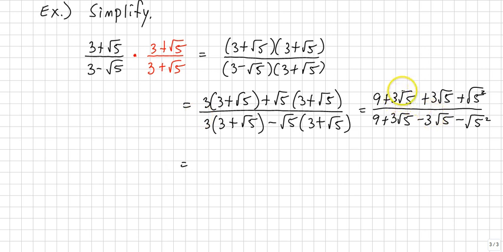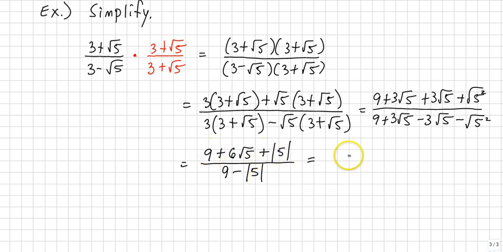So in the numerator, I have like radicals. I have 3 square root of 5 plus 3 square root of 5. So that'd be 9 plus 6 square root 5. And the square root of 5 squared, that's the absolute value of 5. In the denominator, I have like radicals. I have 3 square root of 5 minus 3 square root of 5. So that's 0. So I have 9 minus square root of 5 squared is absolute value of 5.